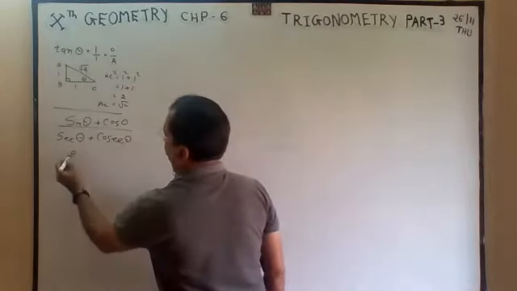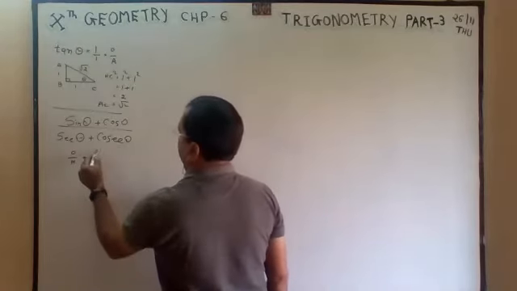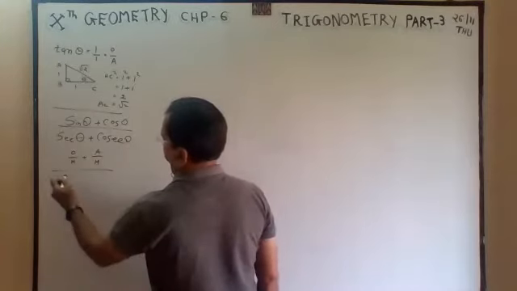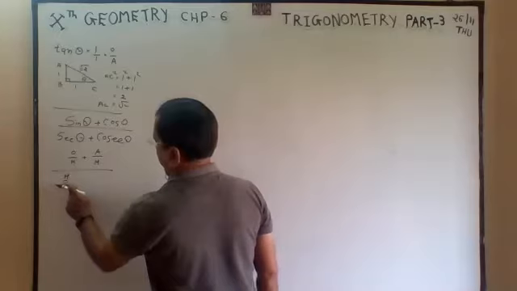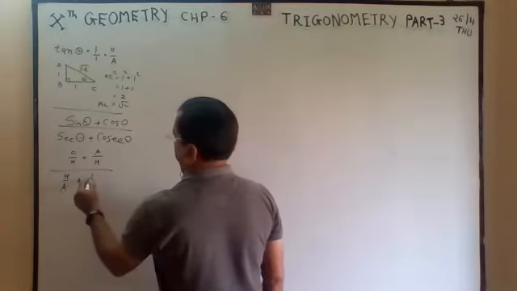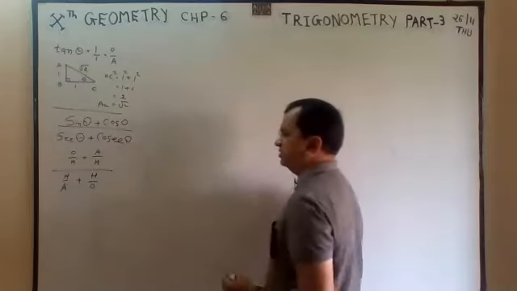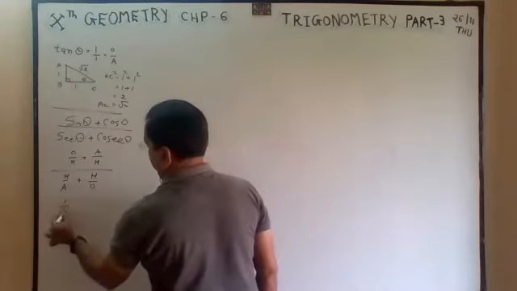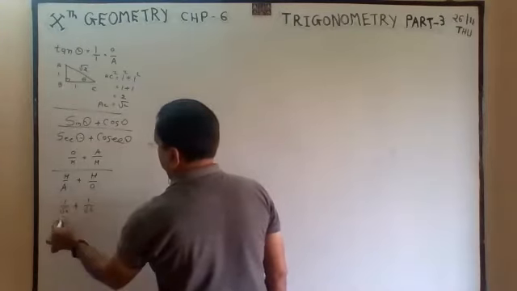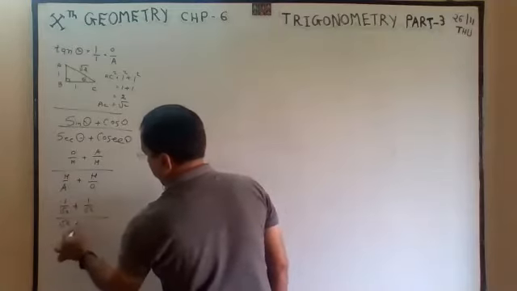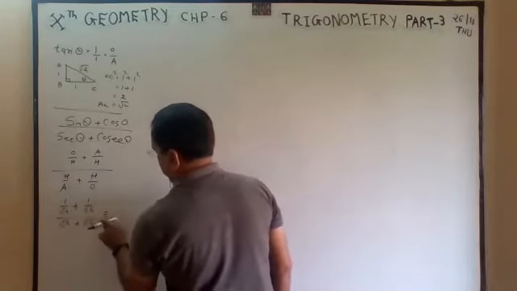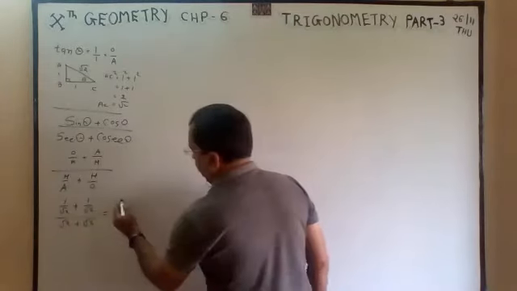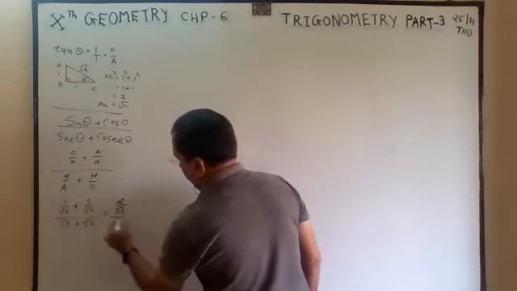Sin theta is equal to opposite by hypotenuse, cos theta is adjacent by hypotenuse. Sec is hypotenuse by adjacent, cosec is hypotenuse by opposite. With respect to this angle, opposite is 1, hypotenuse is root 2. So 1 by root 2, 1 by root 2, 2 times. So 2 by root 2, 2 times 1 by root 2, like this.